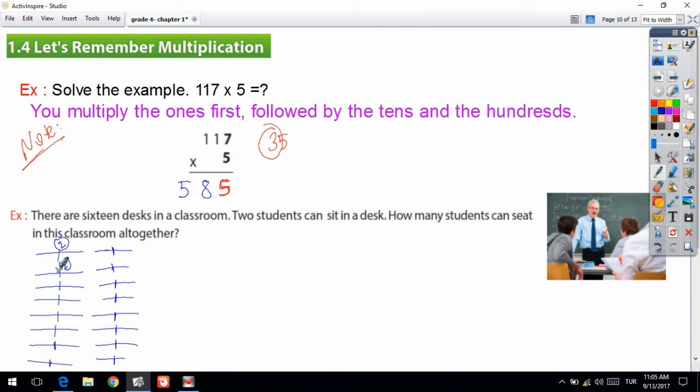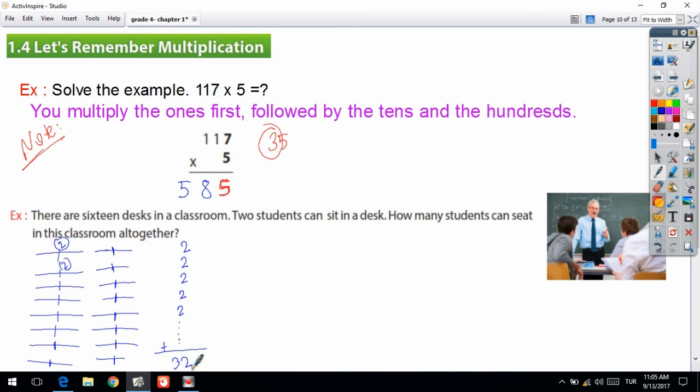There are 2 ways. As I said to you before, multiplication is repeated addition. It's a short way of addition. First, I will show you from addition. How can I solve it? 2 plus 2 plus 2 plus 2 plus 2. How many times? 16 times I will add 16, and then I will get 32.